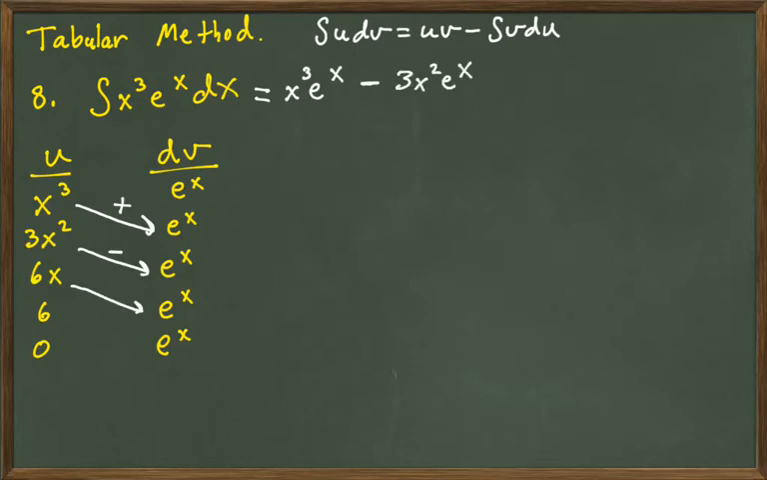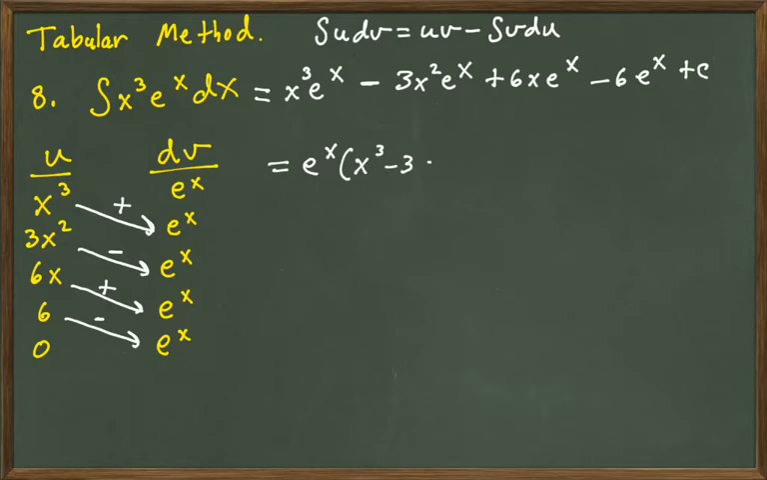Then we're going to do it again. Here's our u, and here's our v. If we do another integration by parts, we introduce another minus sign. So this is going to be a minus minus, so this will be a plus. So 6x e to the x. Then we're going to do the integration by parts again. Here's your u, and here's your v. There's another subtraction that's added in there, so that makes this one minus. So minus 6x e to the x. We can factor out e to the x. We get e to the x times x cubed minus 3x squared plus 6x minus 6 plus c.